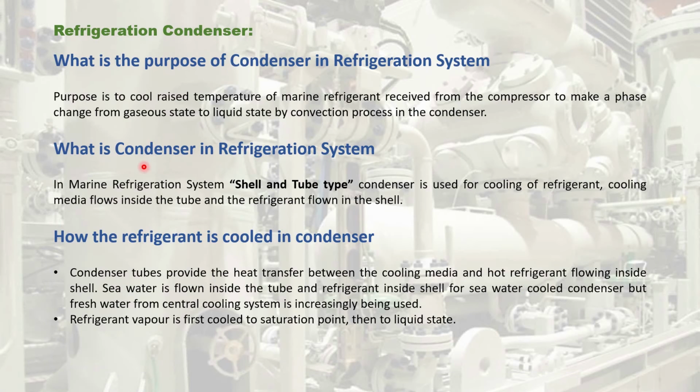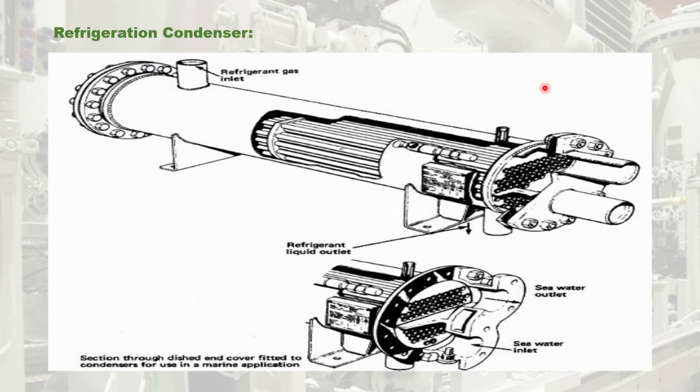Now, what is a condenser in a refrigeration system? In a marine refrigeration system, a shell and tube type condenser is used for cooling the refrigerant. The cooling media flows inside the tubes and the refrigerant flows inside the shell. I have previously mentioned that the refrigerant received from the compressor flows inside the shell and the seawater is given at the bottom of the condenser and the seawater outlet will be at the top.